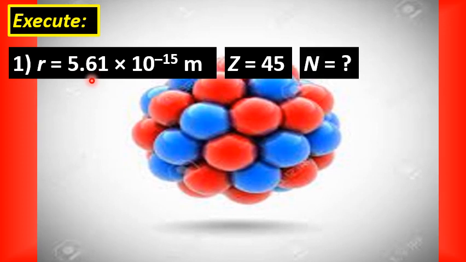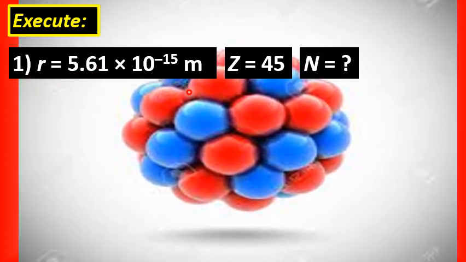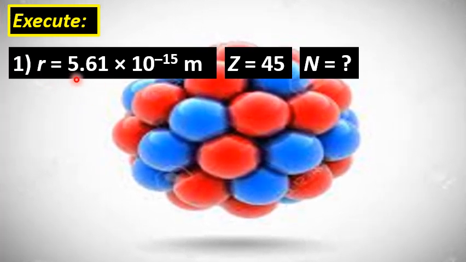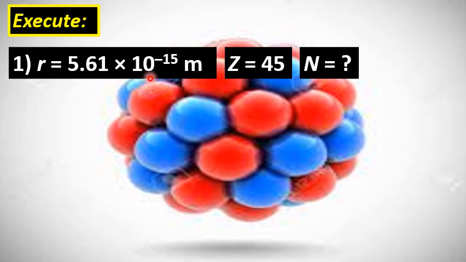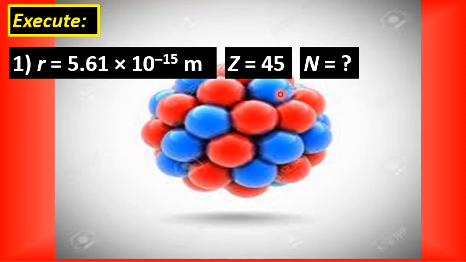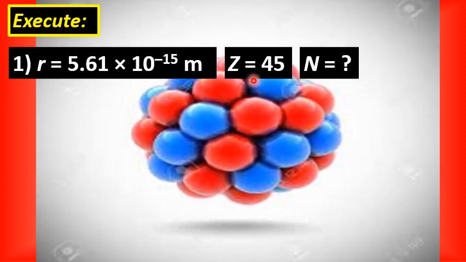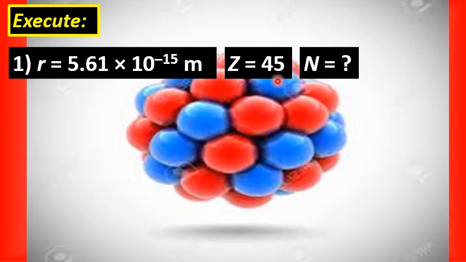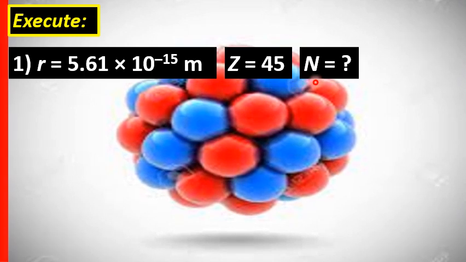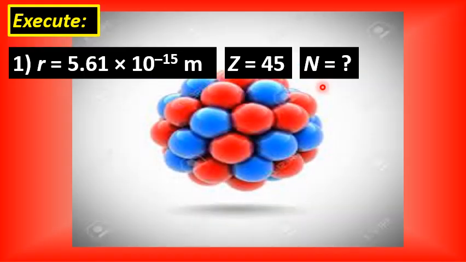Alright, so let's now proceed answering question number 1, where we are given the nuclear radius of the nucleus equal to 5.61 times 10 to the negative 15 meters. The atomic number of this nucleus is also given, capital Z equal to 45. So that means there are 45 protons in this atom. Our target variable is to determine the number of neutrons, capital N.